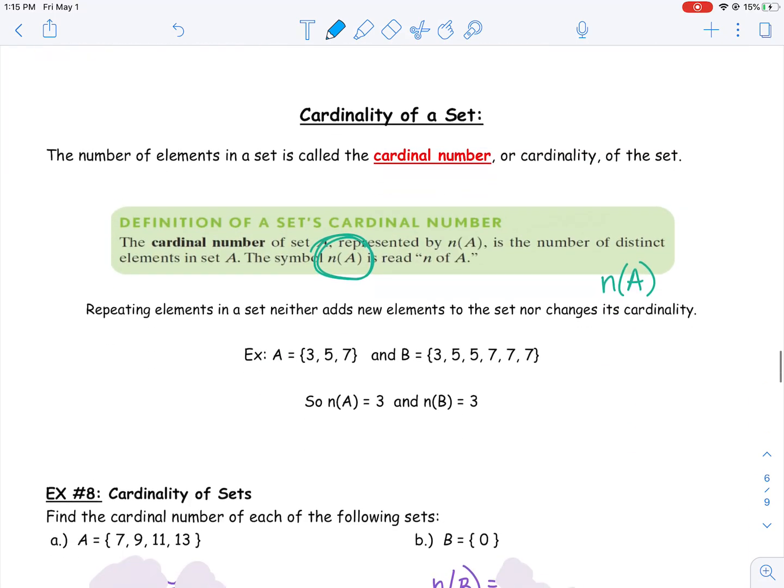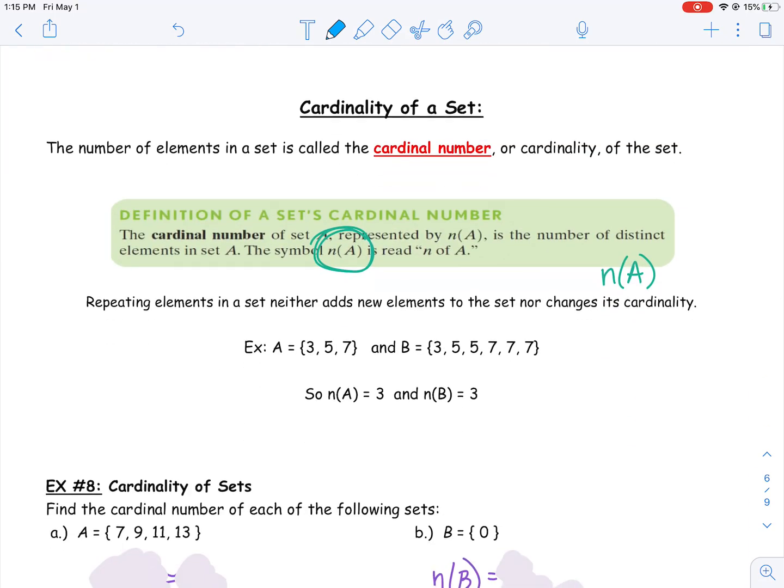All right, the next thing we're going to talk about here is what we call cardinality of a set. The number of elements in a set is what we call the cardinal number, or cardinality. So if I ask you how many numbers are in a set, instead of saying that, I could say, what's the cardinality of this set?